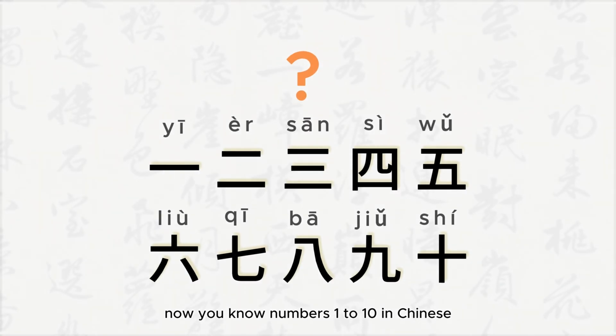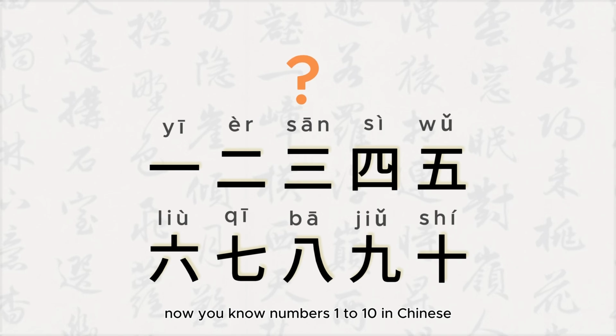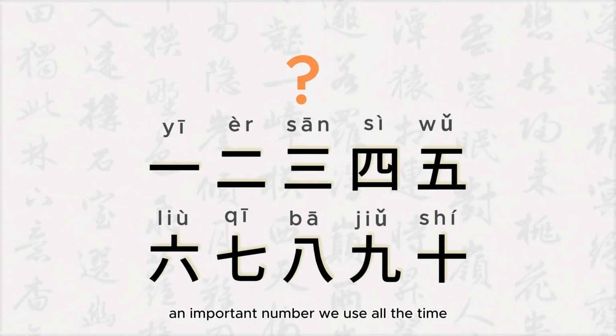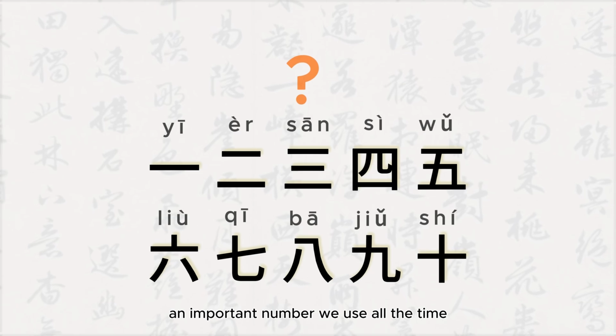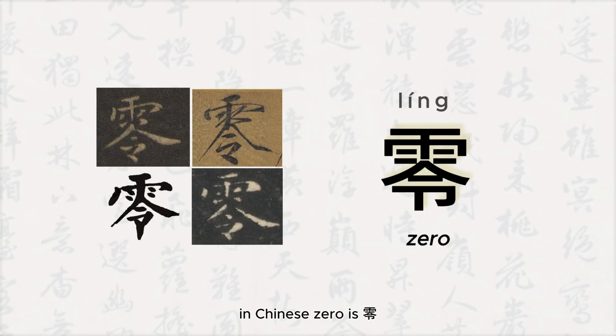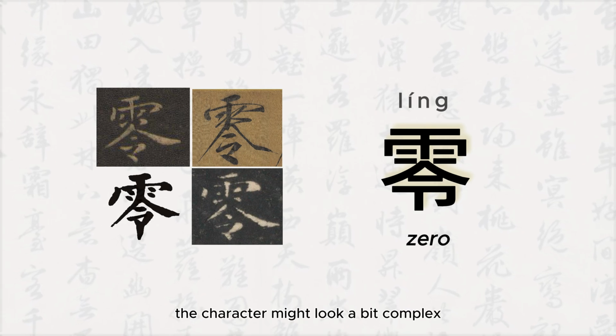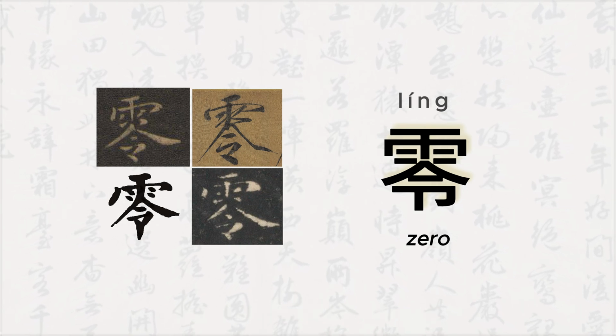Now you know numbers 1 to 10 in Chinese. But did you notice something missing? An important number we use all the time. 0. In Chinese, 0 is 零. The character might look a bit complex, but it's really just two parts.